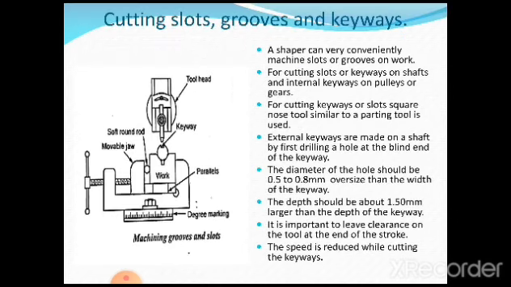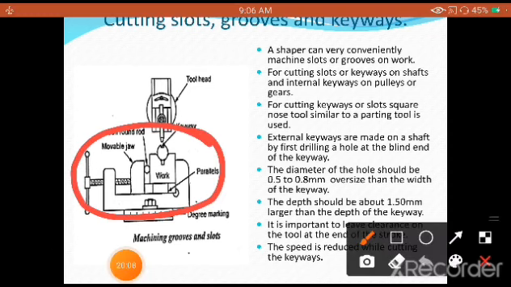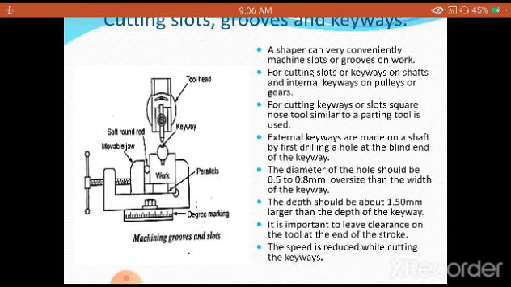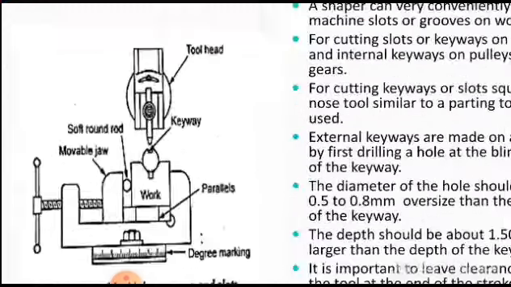So the next operation which we are going to discuss here is cutting of slots, grooves and keyways. Now I have explained the significance of these operations, which have wider applications. A shaper can do this, and the procedure remains the same. As you are going to see here clearly, the workpiece is held in a vise and this entire portion is mounted on the machine table of a shaper. It is clamped firmly and this is your workpiece. So here the production of the keyway is shown very clearly.